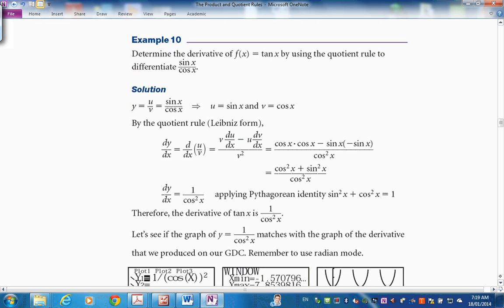Okay, so example 10 from Pearson's. Look at this. I think we can finally do the tangent, find the derivative and find why it has that interesting graph that we had a look at briefly in the last presentation. Because the tangent is a quotient, sine divided by cos, from way back at the beginning of this course. Okay, so there's our two functions. Let's use the derivative of the quotient rule here.